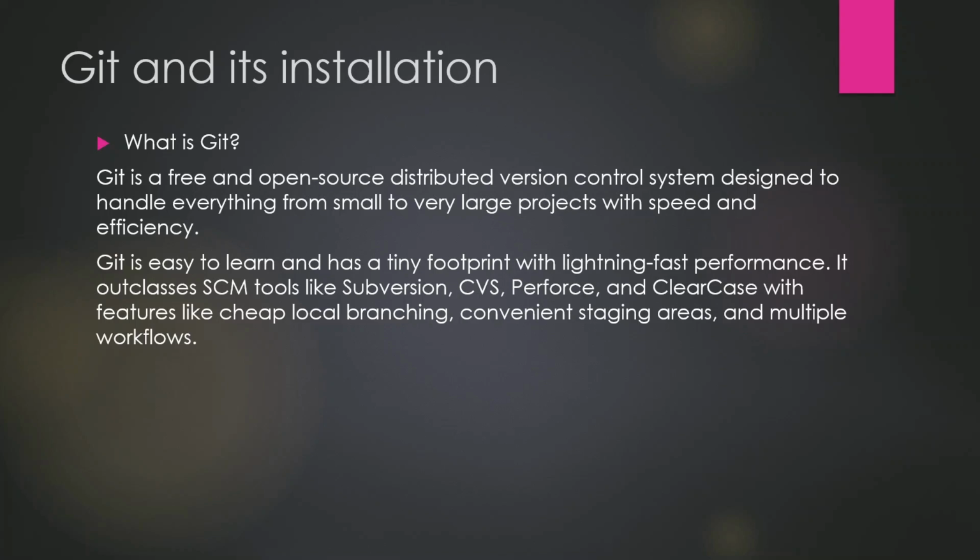So these are the lines taken from the official website of Git, and these lines suggest that it's a free and an open source distributed version control system. When we say version control systems, we mean that you can put all your files over there, your code, your text files or anything on GitHub or on Git, and it handles everything from small to very large projects with speed and efficiency. And it is saying that it outclasses other SCM tools like SVN, which we call Subversion, CVS and Perforce, etc. So these are the basic features about Git, and this is how Git works in your system. So we'll install this in our system, and let's get right into the demo.